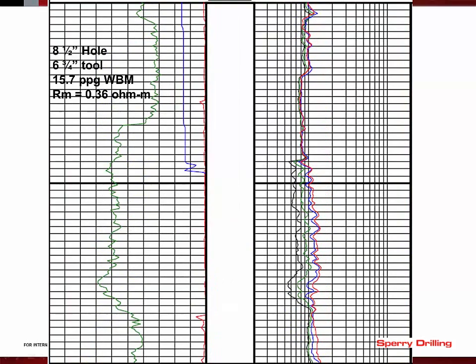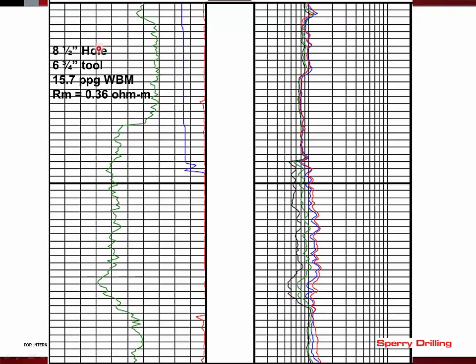Okay, here's another example that I'd like you to spend a little time looking at and try to understand what might be causing the logs to change in the way they are. In this case, we've got a gamma ray curve on the left. We've got 4 resistivity curves on the right. The red is the deepest one and the black is the shallowest one.